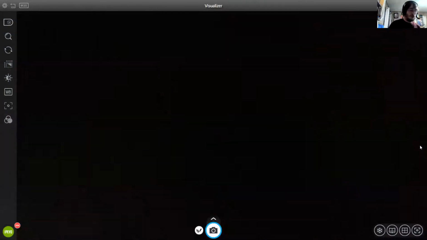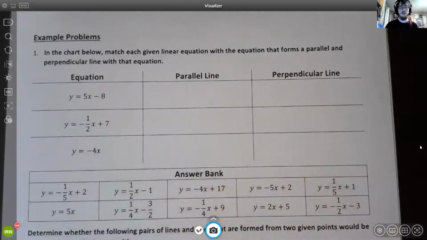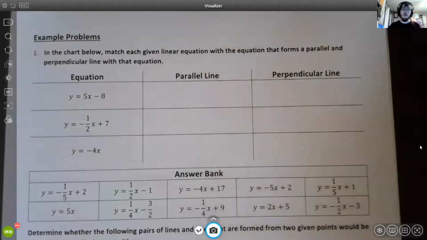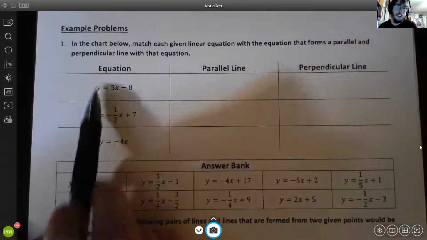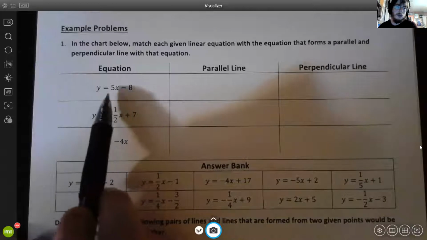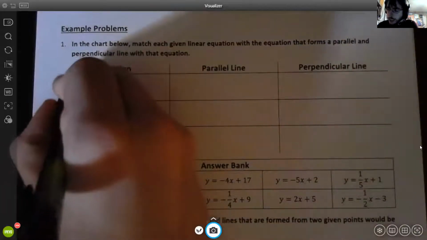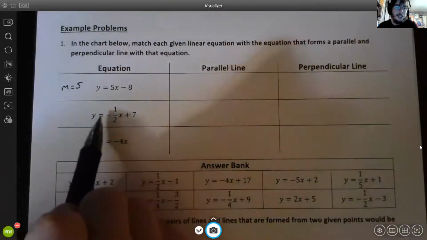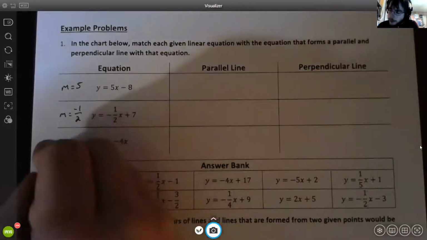So let's look at some example problems. Number 1: in the chart below, match each given linear equation with the equation that forms a parallel and perpendicular line with that equation. We're going to do our parallel ones first, and then we'll do our perpendicular. On the left side, I'm going to write out the slopes for each equation. Remember, y equals mx plus b, so your slope is the number in front of x, which in this case is 5. In the second, it is -1/2. And in the third, it's -4.